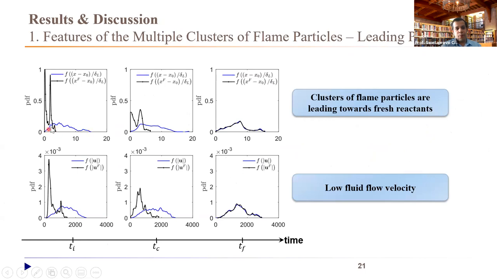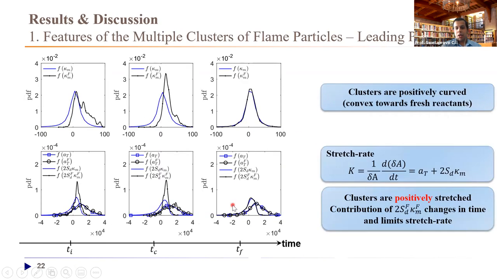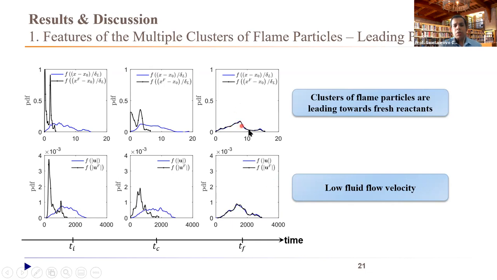So these are the PDFs, okay? This is the location PDF. The blue represents the PDF for the entire surface. The black represents the PDF for those flame particles that got clustered in the leading points at different time intervals. At the final time, of course, the black and the blue lines basically merge with each other, because at the final time all the flame particles span the entire surface. So the statistics of the flame particles at the final time and that of the entire surface are the same. But when they are clustered at the leading regions, you can see from the PDFs that they are indeed at the leading locations.